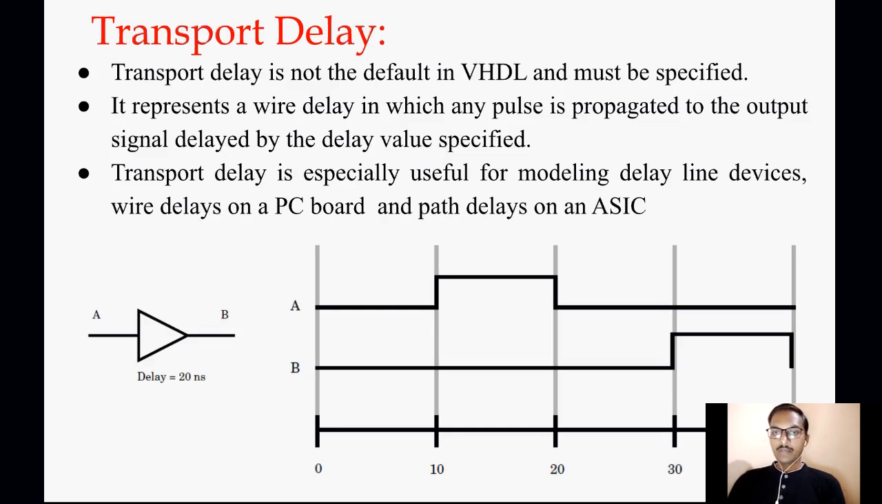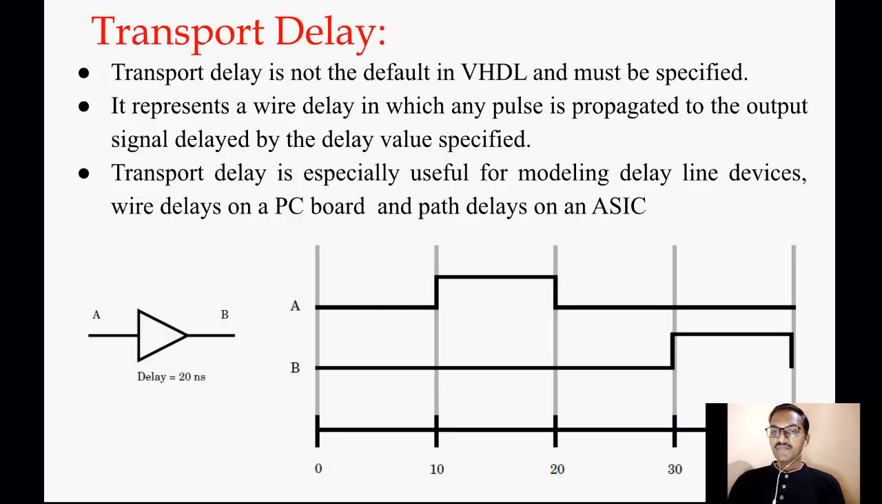So we have the same buffer with a delay of 20 nanoseconds. Now let's see the input. Input A changes its state from 0 to 1 at 10 nanoseconds. This will appear at output B at 30 nanoseconds, meaning 10 plus the 20 nanosecond delay, that is 30 nanoseconds. After that, input A changes its state from 1 to 0. This will propagate to the output after adding the delay, so 20 nanoseconds plus 20 nanoseconds is 40 nanoseconds.